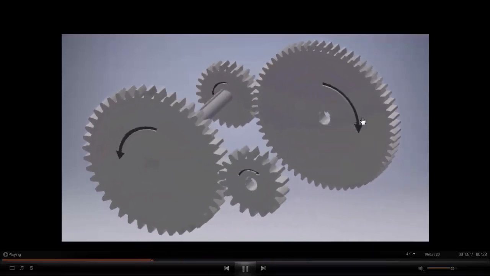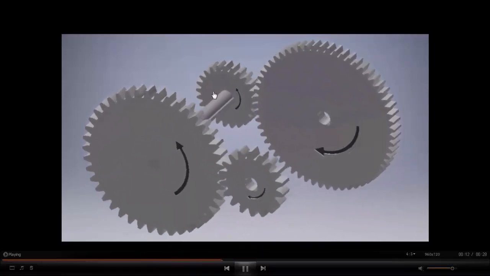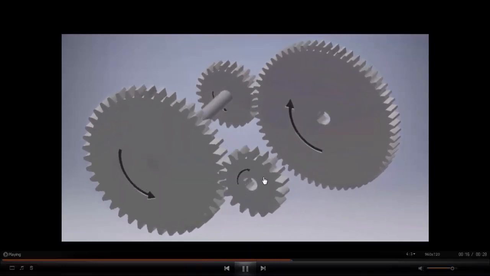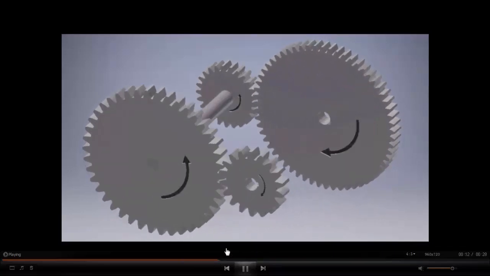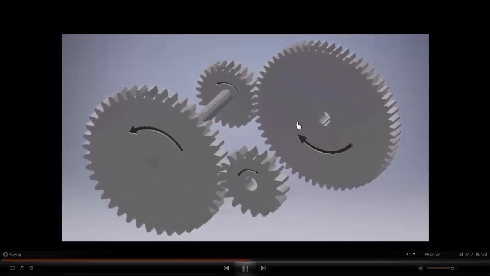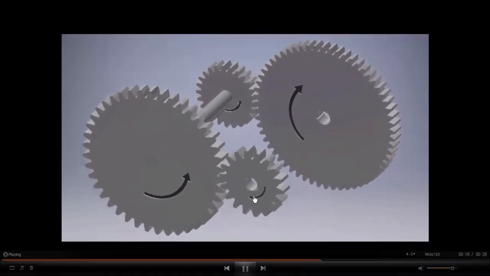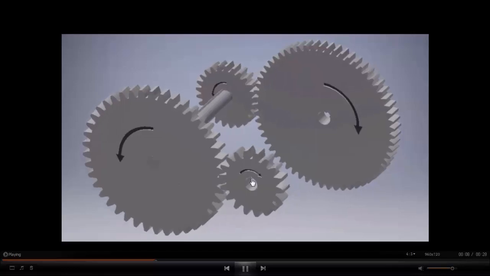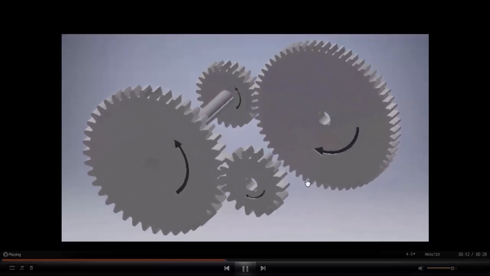So motion is transmitted from this gear to this gear because they are on the same shaft. They are rotating at the same RPM, and this is transmitting speed to this. Thus, in a reverted gear train, you are able to transmit. See, this is rotating at very low RPM and this is rotating at very high RPM. Thus, if you want to achieve very high RPM in a small space, you always use a reverted gear train.